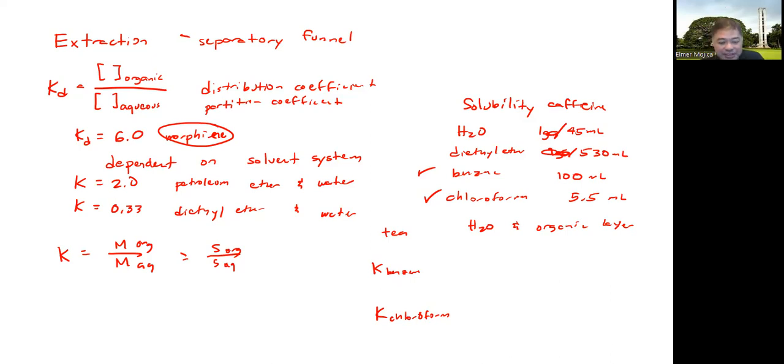So how do I represent the distribution coefficient or partition coefficient for benzene and for chloroform using the information given here? I'm going to use the way I put it here. So for every 1 gram, I have what? If I have benzene, 100 ml, and for every 1 gram, I have the water, I have 45 ml, right? So what value of K will I get?